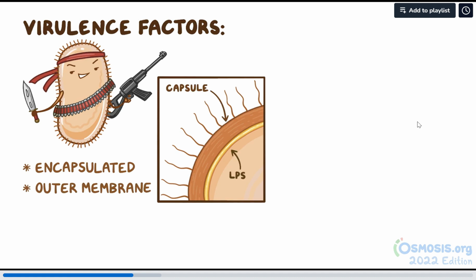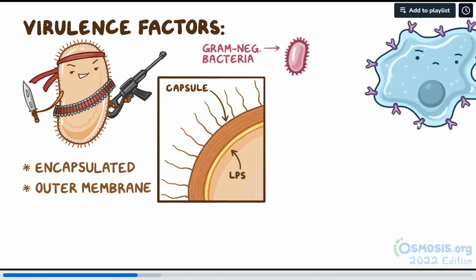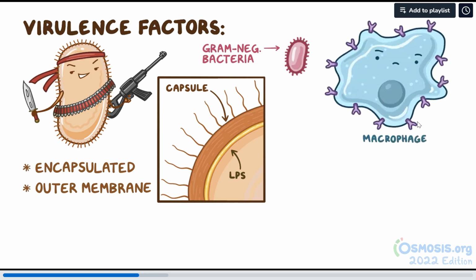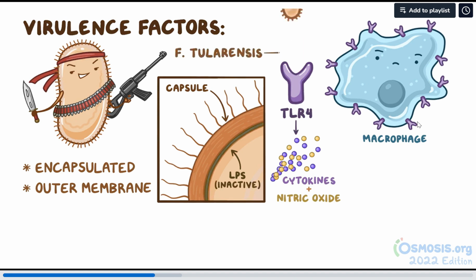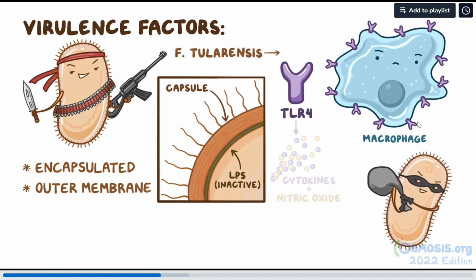The most interesting part is that normally, the LPS of gram-negative bacteria binds to a protein found on immune cells like macrophages, called toll-like receptor 4, or TLR4 for short, which is involved in the activation of the innate immune system. And this leads to the production of pro-inflammatory cytokines and nitric oxide that neutralize the invader. However, the LPS of Francisella tularensis is inactive, which means that TLR4 does not bind to it, so the innate immune system does not get activated. So it's kind of like a thief breaking into a house without triggering the alarm.